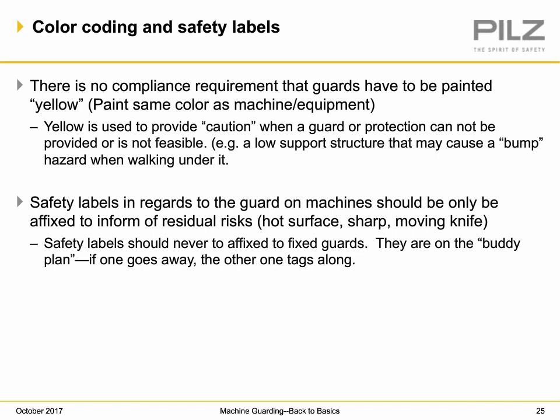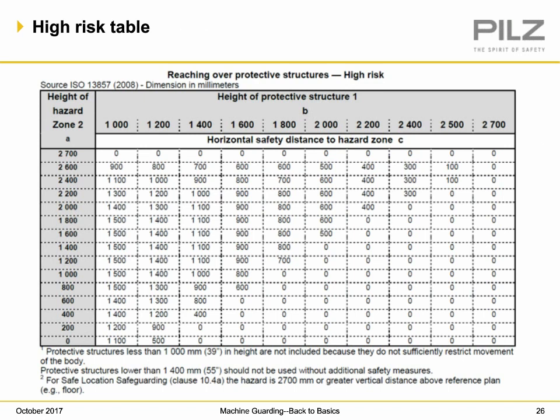This is a high-risk table. This is both in the ISO standard, as stated here, and also in the ANSI B11.19 standard. There's a high-risk and a low-risk chart. As a safety consultant, I typically use the high-risk chart. It talks about how high the protective device should be in relationship to how high the hazard is and how far the hazard is away from the guard, in order to protect the 99th percentile from reaching over the guard.